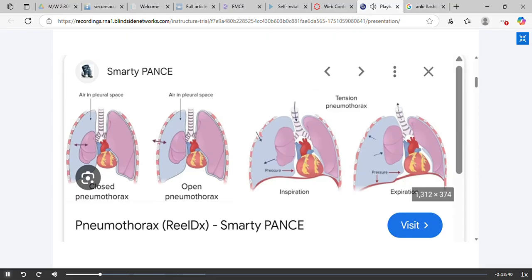So your patient is not only going to have complaints of shortness of breath, but other signs and symptoms would be on the affected side, on the side where there is the pneumothorax. It's going to be diminished or absent breath sounds, depending upon how much air is still moving within this lung.